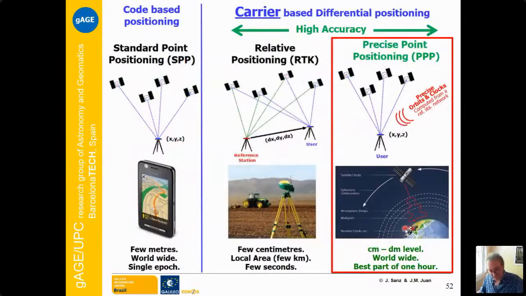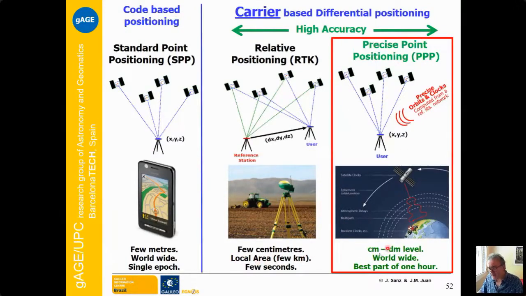Okay, we are here. In the first case, we can achieve a few centimeters, but in a few seconds, 10, 30 seconds, quickly. It's not single epoch. This is epoch by epoch. It's not single epoch, but mostly in a few seconds, 10, 30 seconds, we can achieve centimeter level. But there is a limitation: a few kilometers.